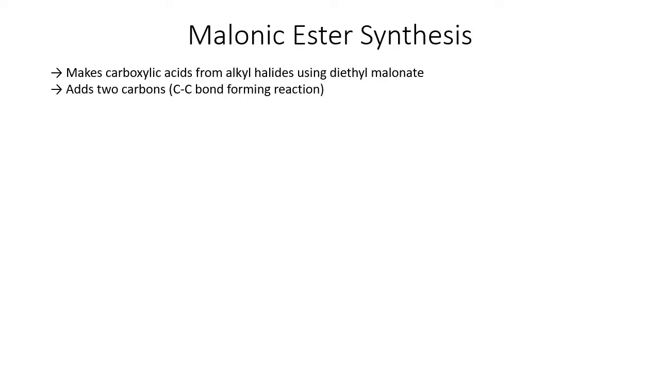The next reaction we will discuss is the malonic ester synthesis, and this reaction is specifically for making carboxylic acids from alkyl halides using diethylmalonate. Now what we're going to be doing ultimately is adding 2 carbons to the alkyl halide as well as turning it into a carboxylic acid. So first, diethylmalonate is a beta diester, which has this structure here.